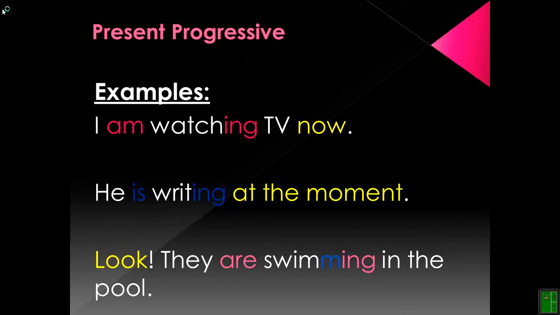Example number 3, look, they are swimming in the pool. We use are with the pronoun they, then we add ing to the verb swim, to be swimming, and don't forget that we double the last letter and add ing in the verb swim. That's why we have to focus on the spelling of the verbs in the present progressive.